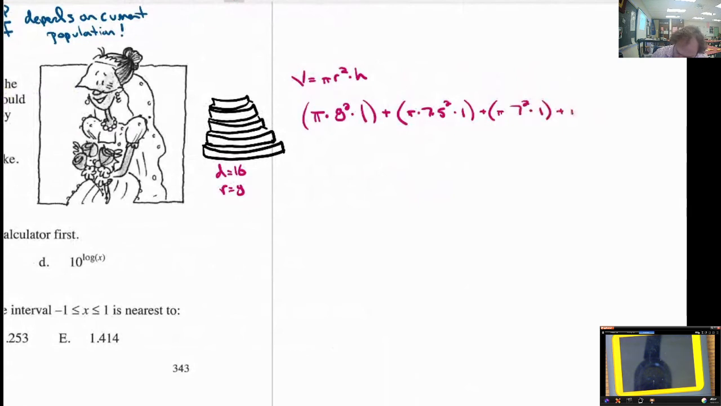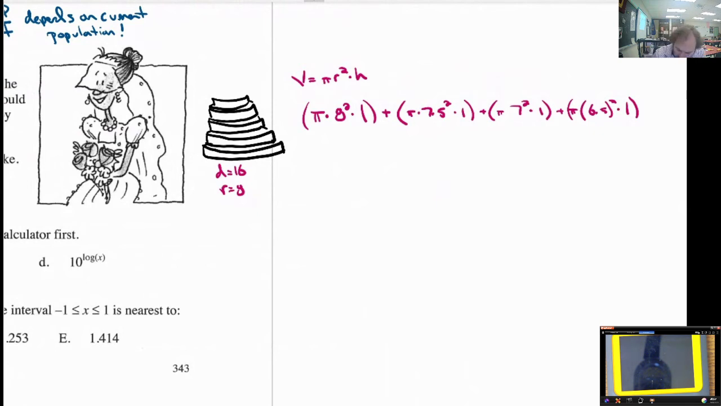And so on, and so on. 6.5 squared times 1. Now, we could keep this going all the way. We're going to have 16 different layers. I don't want to write 16 of these things. So we're going to cleverly use a sigma to talk about this answer. We're going to cleverly set up a summation to help express this situation here. That's the idea. We're adding up all of these layers. Each one is just a cylinder with a pretty predictable volume.